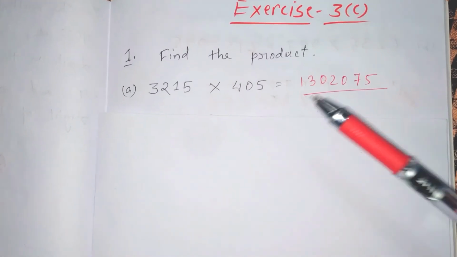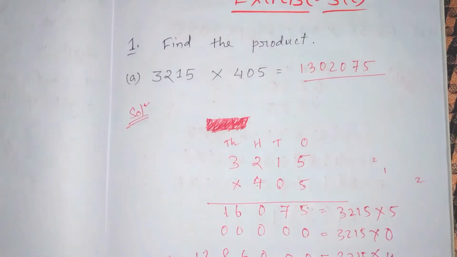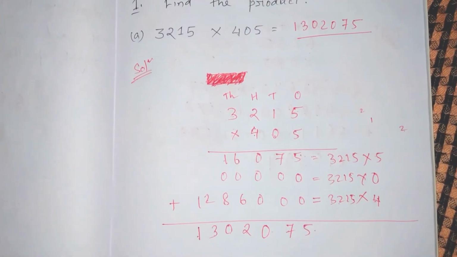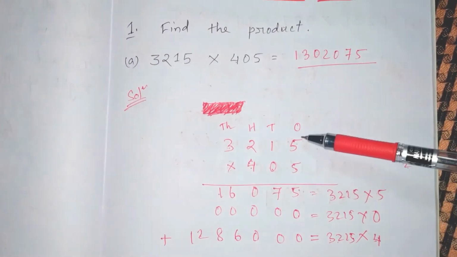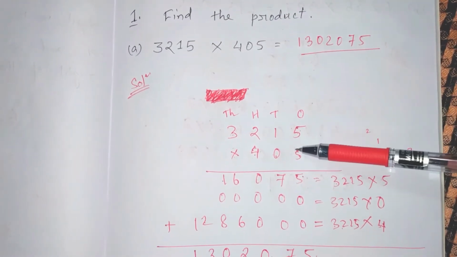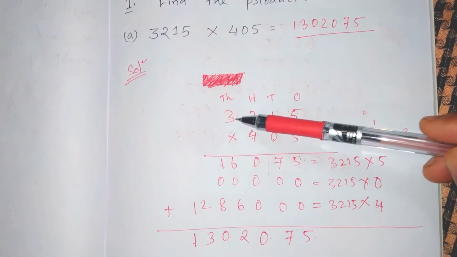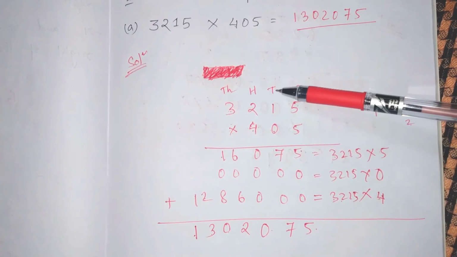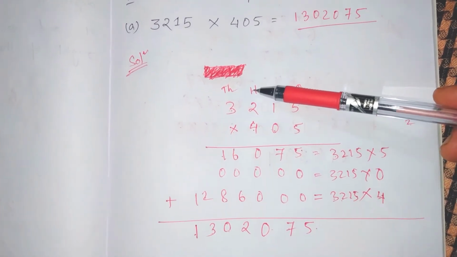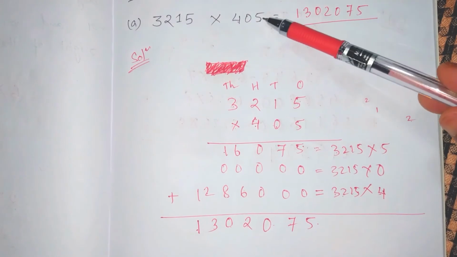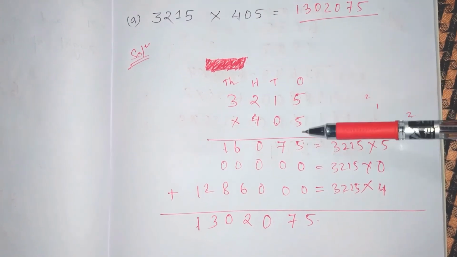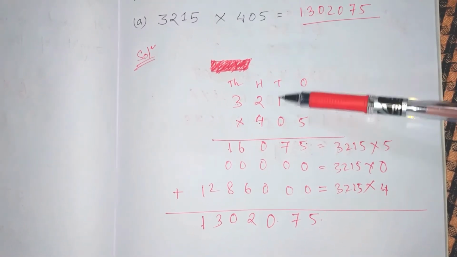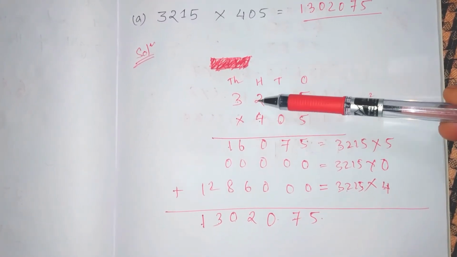So you see how I have done it. Firstly, I have written the multiplicand above and the multiplier below. You see this 3215: 5 is in the ones position, 1 is in the tens position, 2 in the hundreds position, and 3 in the thousands position. And this 5 is also in the ones position. That's why I have written this 5 just below the 5, and I have written 0 just below 1, and 4 just below 2.